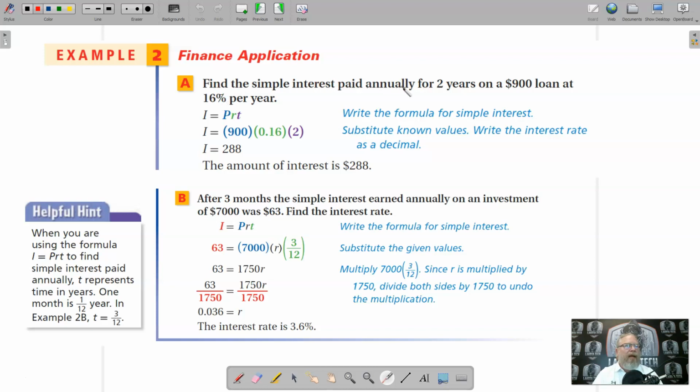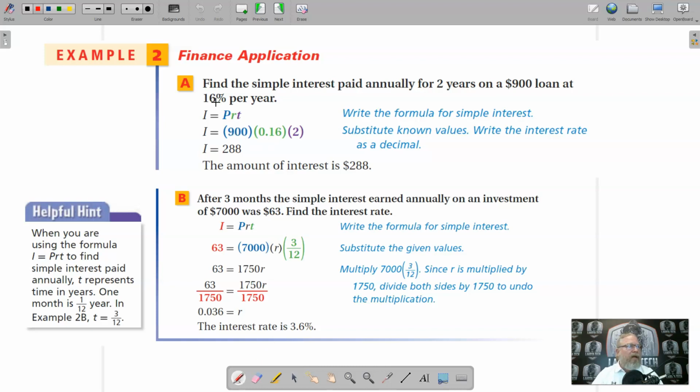Find the simple interest paid annually. Annually means a year. For 2 years on a $900 loan at 16% interest per year. So we're going to take that formula, I equals PRT, interest equals principal times rate times time. We're going to substitute our known values. Interest is what we're wanting to find out because that's what they're asking. Find the simple interest. So we're trying to solve for the interest. So let's plug in the principal, which is 900. Again, this is the starting amount. This is how much this individual borrowed from the bank. So they borrowed $900. Their interest rate is 16%.